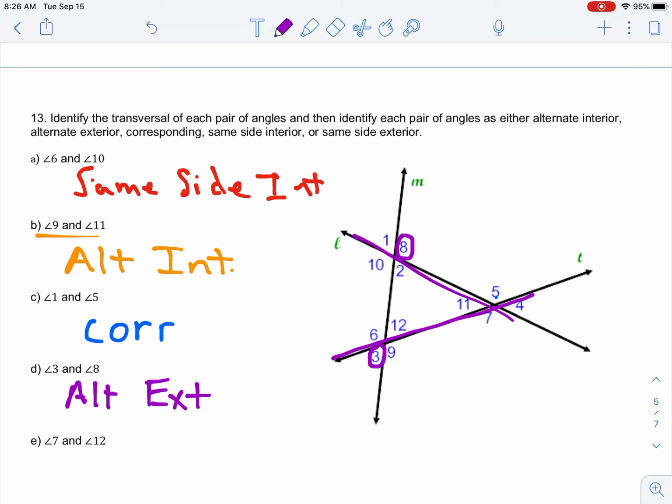All right, our last one is 7 and 12. I see that 7 and 12 are in between these two lines. Now I'm going to ask myself, if they're inside, they're interior, so they're either same side or alternate. They alternate which side, so it's alternate interior. So you want to try to highlight the lines, then locate where the angles are, and go from there.